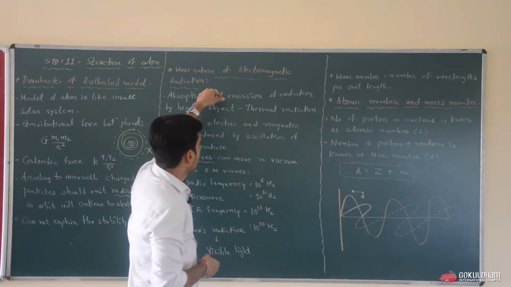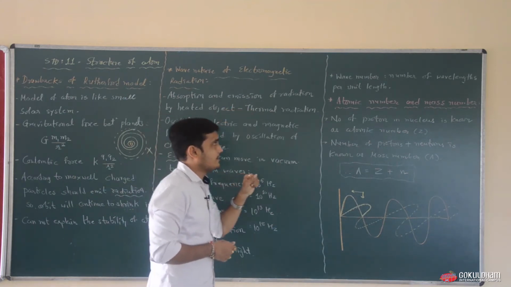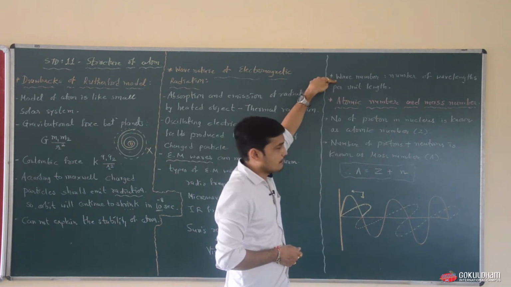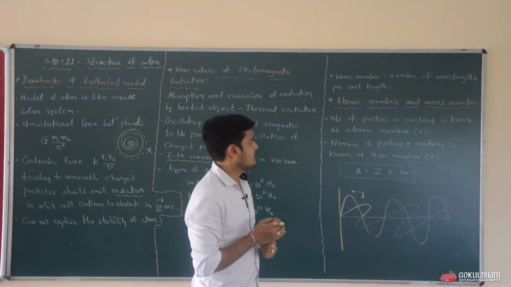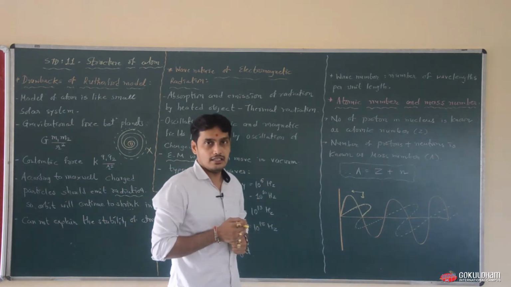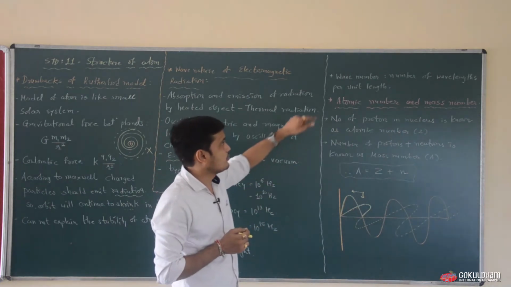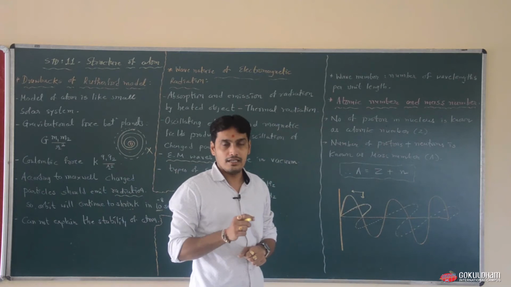In this wave nature of electromagnetic radiation, one definition is there: the definition of wave number. The number of wavelengths present per unit length is known as wave number, and wave numbers are denoted by mu.